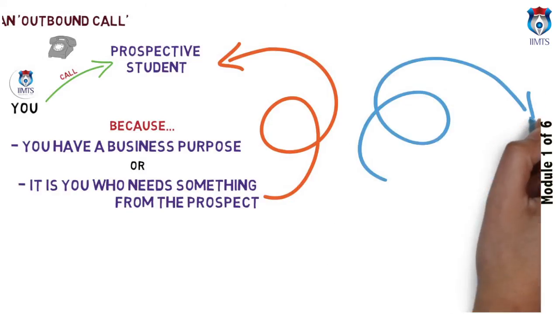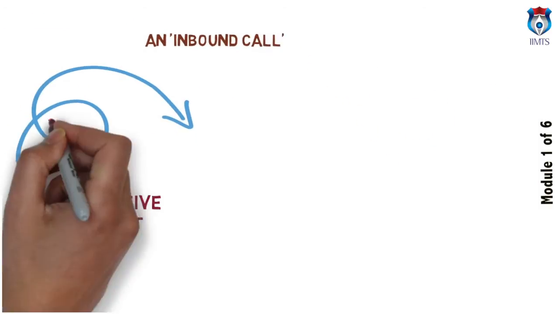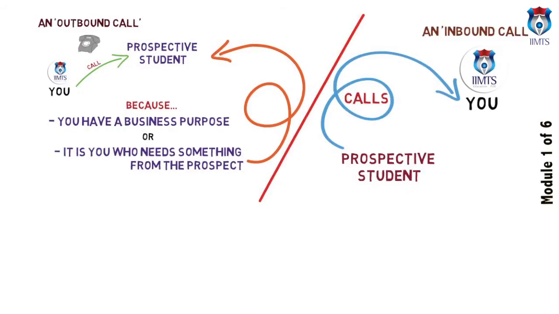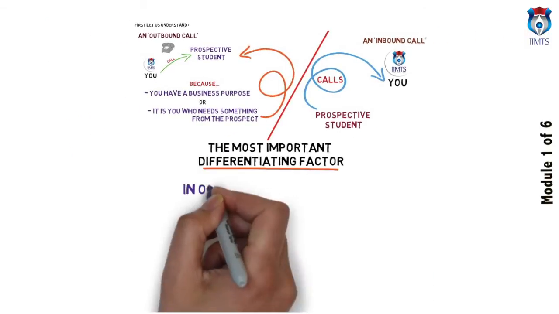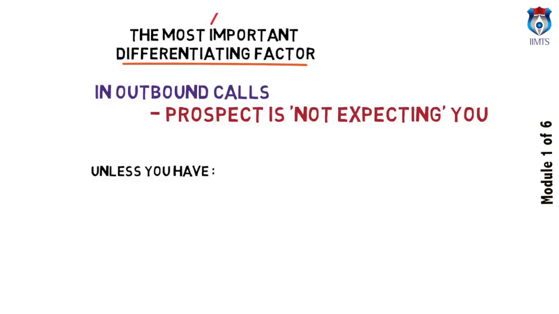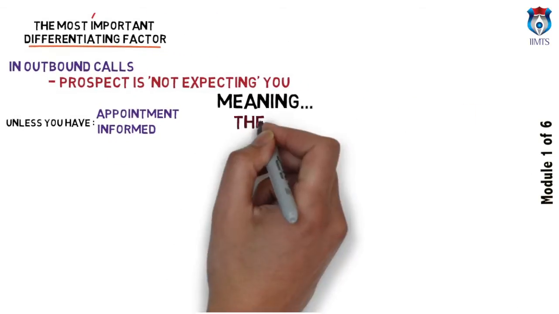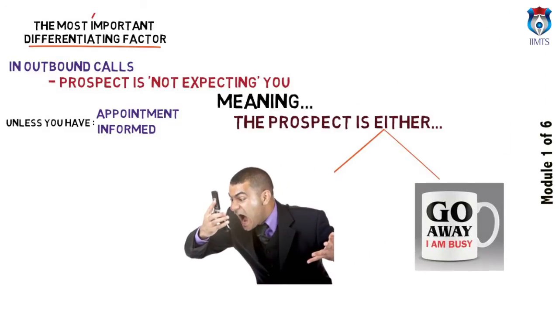The opposite of this scenario is called an inbound call, wherein you are the one who has been called. The most important factor that differentiates these two types of calls is that in an outbound scenario, the person you have called is probably not expecting you, unless you have an appointment or have informed them about your call in advance. Which means the person you're calling is probably not yet ready for your call or is not free to talk to you yet.